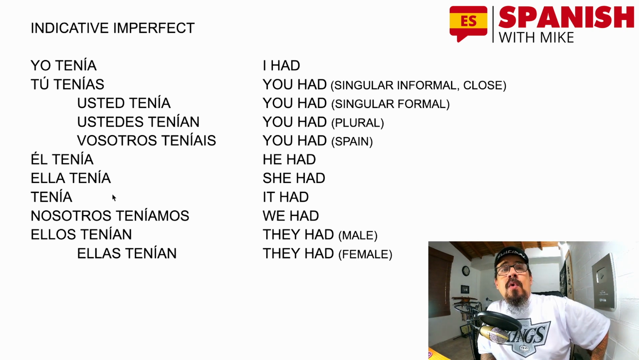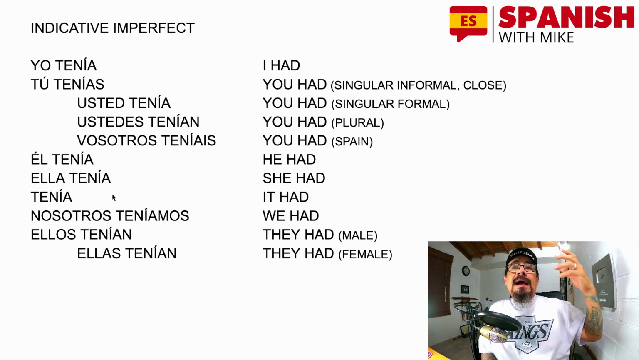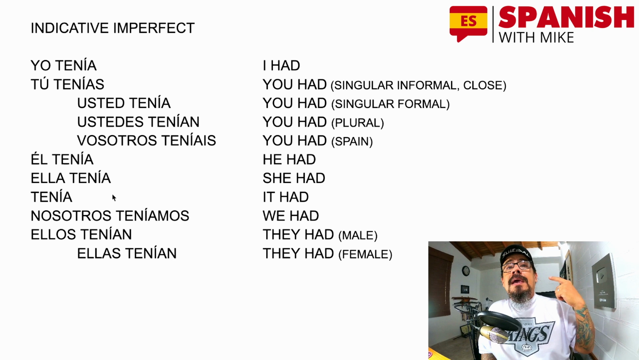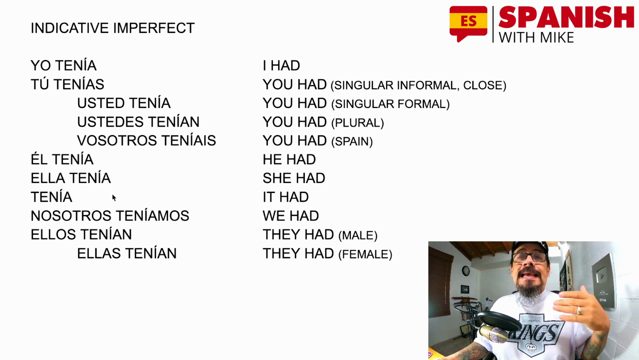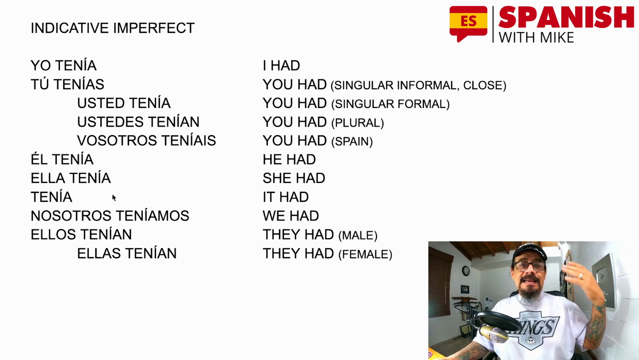Yo tenía un hermano, I had a brother. Yo tenía tiempo, I had time. I would have time, I used to have time. Tenía, yo tenía, tú tenías, él tenía, ella tenía, and so on.